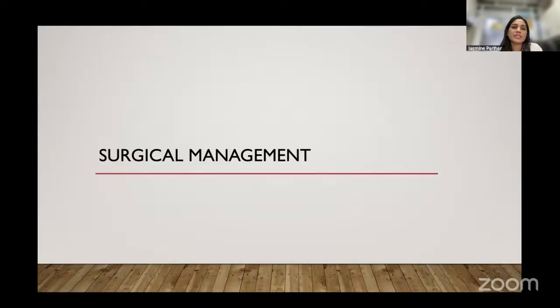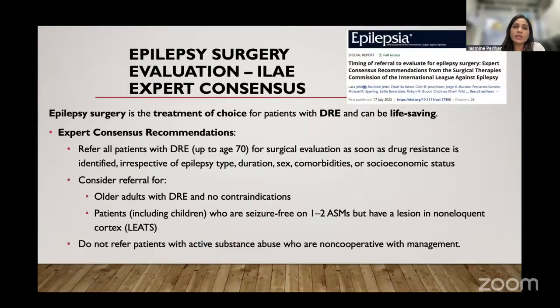Now the surgical management. We were to talk about drug resistant epilepsy. So all the patients who have drug resistant epilepsy are to be referred for epilepsy surgery. Epilepsy surgery is the treatment of choice for patients with drug resistant epilepsy, and it can be life saving. According to the International League Against Epilepsy, all the patients should be referred for epilepsy surgery if they have drug resistant epilepsy, even up to the age of 70 years, as soon as we have identified that they are drug resistant.